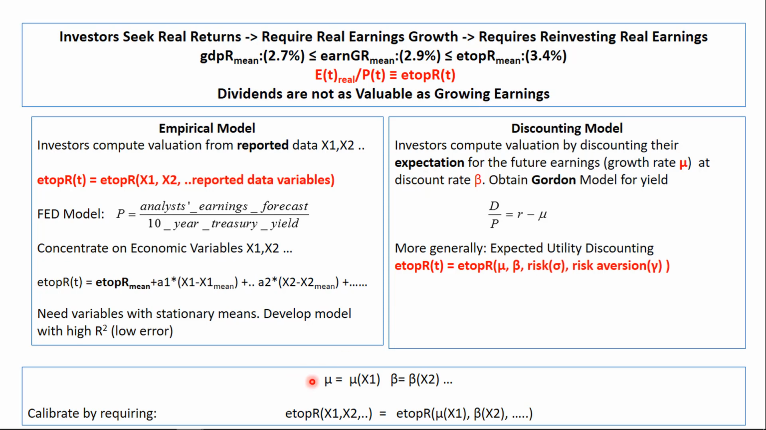This will produce, in the end, a complete asset pricing model. To do this, we're going to assume that these parameters of the discounting model are unique functions of some data variable. And it has taken me a long time to find a single data variable that satisfies these criteria. We're going to calibrate the model by simply requiring that mu of x1, beta of x2 gives the same pricing result as the empirical model.